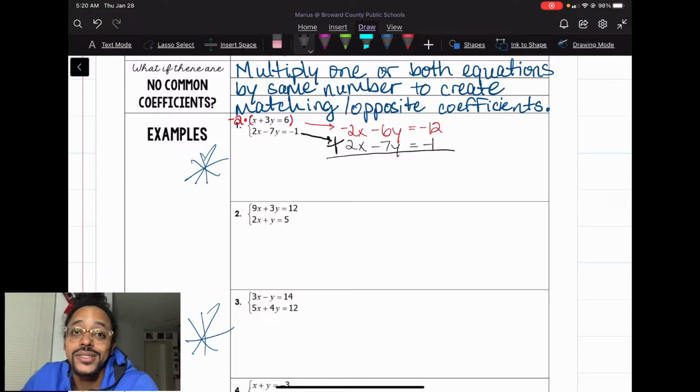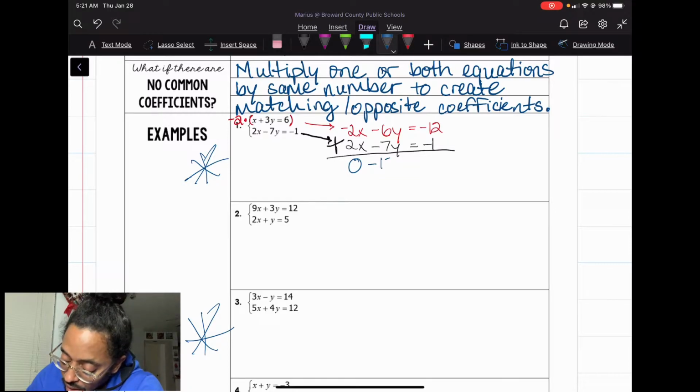When we add opposites, the numbers are going to cancel out. They're going to equal 0. So when we write this, -2x plus positive 2x is 0. -6y plus -3y is -9y. And -12 plus -1 is -13. Now from here, if you've already watched my other 2 videos on systems of equations, once we solve for y, we're going to just substitute that answer back in for that variable and solve for the other variable.